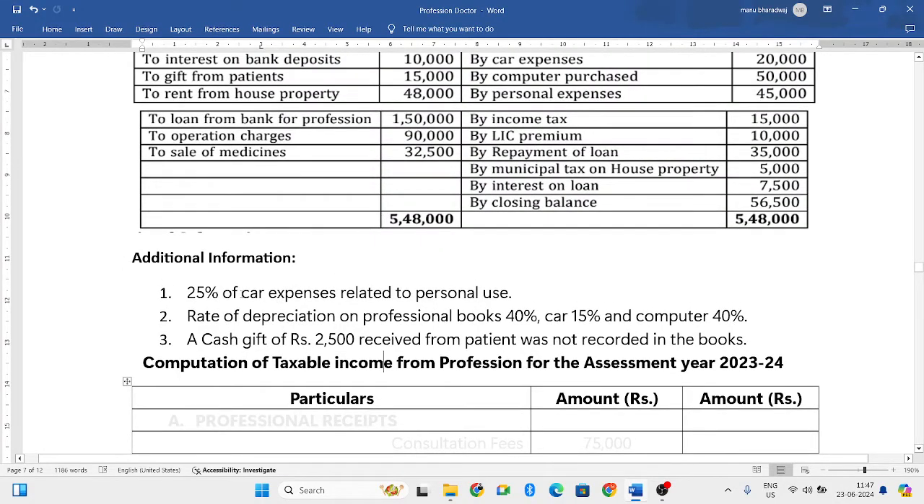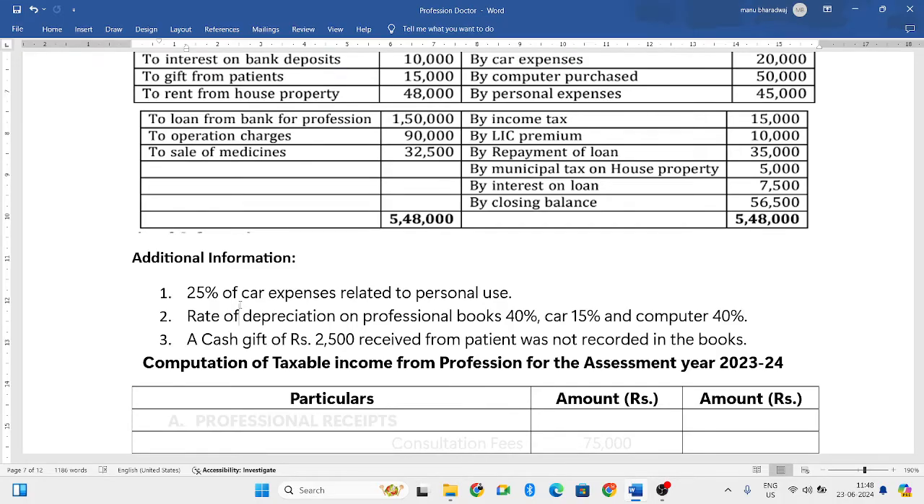So first information they have given is about the car expenses. What they have told is, 25% of car expenses are related to personal use. If 25% of car is used for personal use, it means the remaining 75% is used for professional purposes. So only 75% we will consider. The 25% usage that is done for personal use, we will ignore.